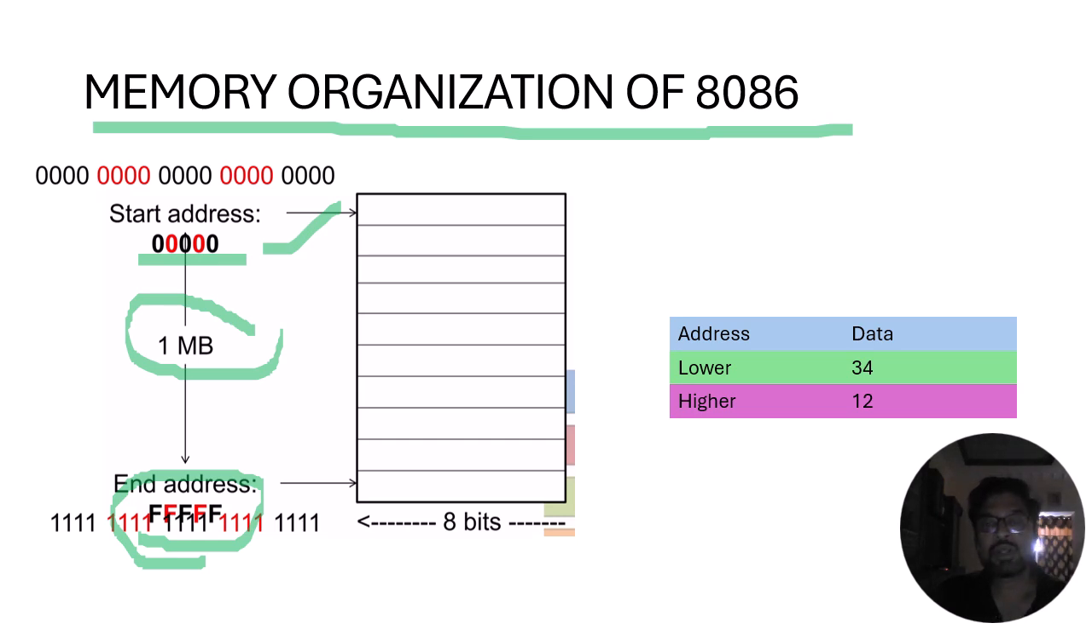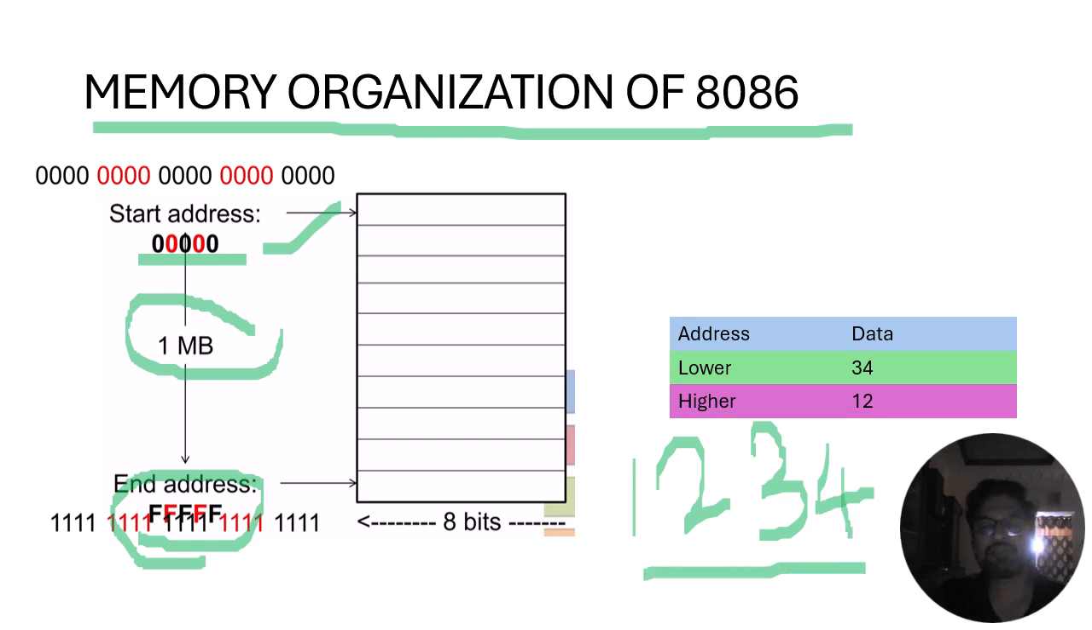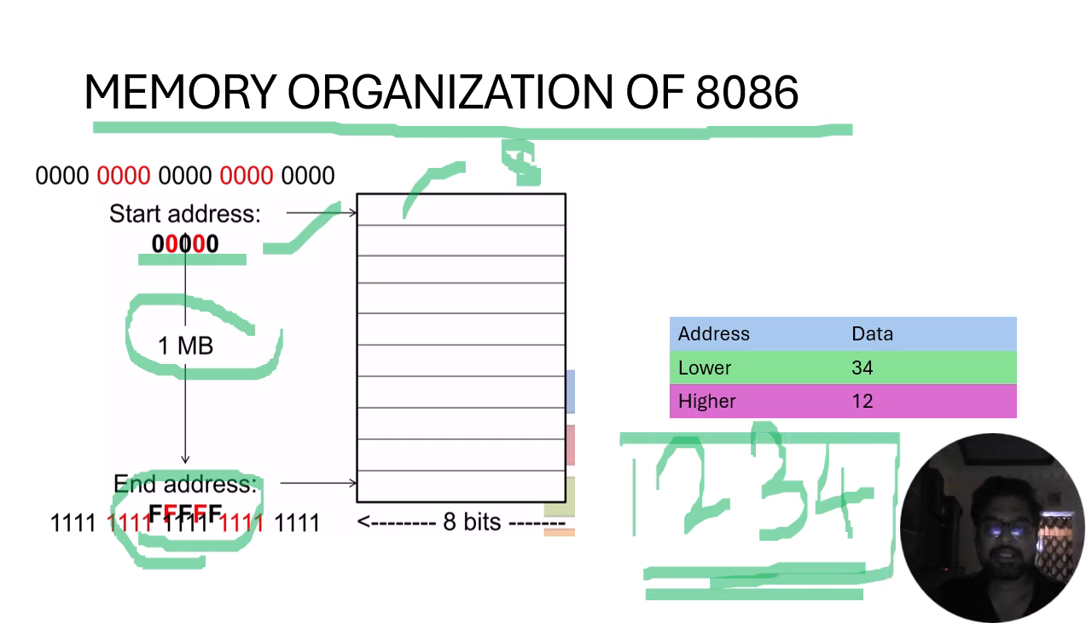Okay. So suppose I want to store a 16-bit number 1234. This is a 16-bit number. I wish to store this 16-bit number 1234 in the memory location. How to store it? Already we have discussed that a memory location can accommodate only 8 bits or 1 byte of data. Here we have to store a 16-bit number, right?